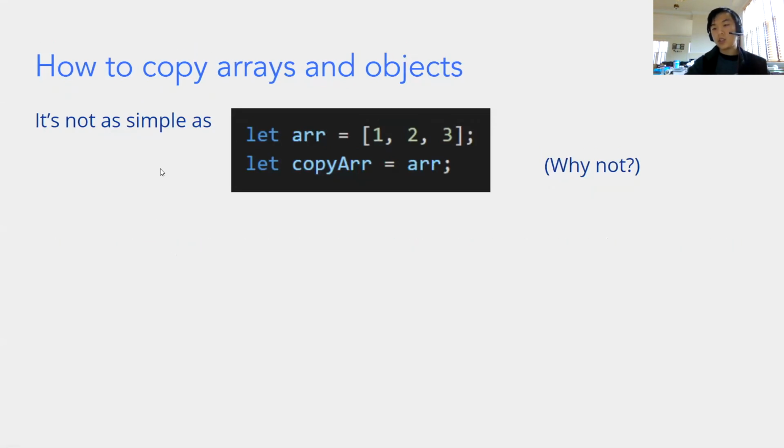But the issue is that when you say array equals 1, 2, 3, you're putting an array in memory and you're pointing to it. You're saying, okay, that's where this array is stored. When you say let copy array equal array, you're putting a second pointer that points to the exact same thing. You're saying, yes, I want to point to the same guy. So if you edit that, both variables are pointing to the same array, so they'll both see the changes.